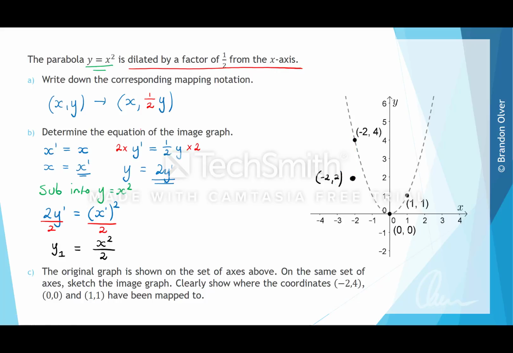For the point at (0, 0), if we multiply the y value by a half, we still have it being at (0, 0). So that point there does not change. For the point (1, 1), we multiply the y coordinate by a half, and this will move halfway back towards the x-axis. And our new point will be here, and that is going to be at (1, 1/2). So the new graph will look something like this in blue, where all of the y values have been dilated by a factor of a half from the x-axis.